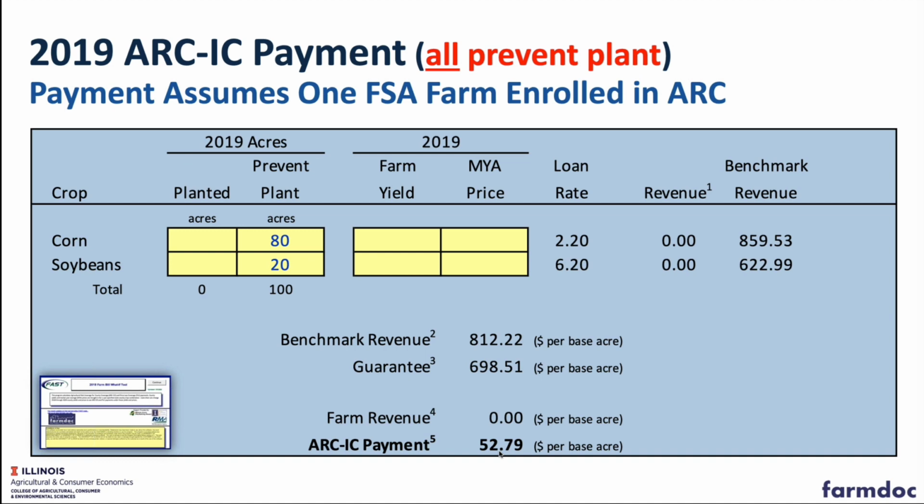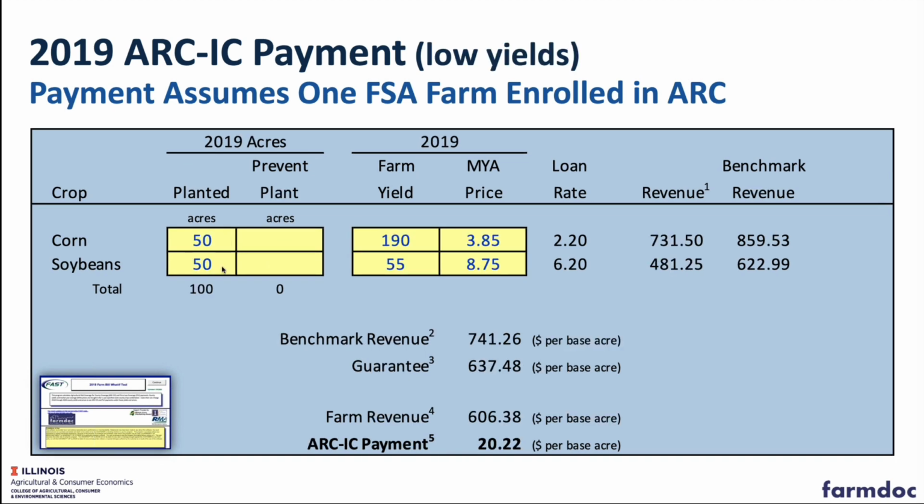Example 2. So now the remaining examples are going to have acres planted. The minute we have planting, it doesn't matter. So even if we had 10 acres of soybeans planted, the prevent plant acres do not matter. If we had 10 soybean acres planted, it would be the revenue from the 10 soybean acres. I have in this example here 50 acres of corn, 50 acres of soybeans, but relatively low yields. 190 for corn, 55 for soybeans, and this triggers an ARC IC payment of $20.22.